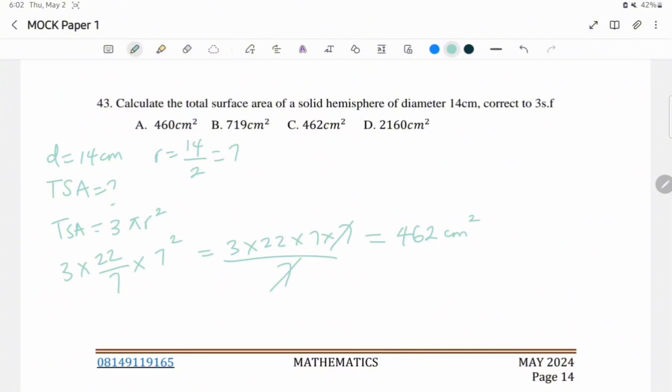Actually, there's an error with this question. The correct question is to approximate to two significant figures, because the number is already in 3 significant figures. So the correct option is option A, because 462 to 2 significant figures is going to be, this is the first, this is the second. That means 2 will decide for me if 6 is going to remain 6 or will become 7. And since 2 does not have that power, that means the answer is 460 centimeters squared.